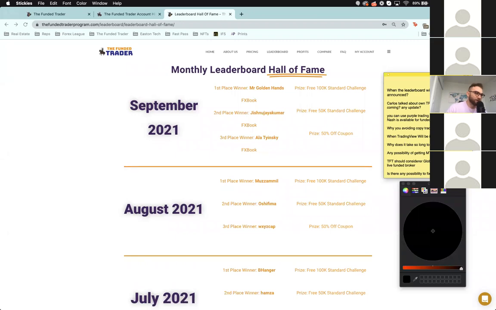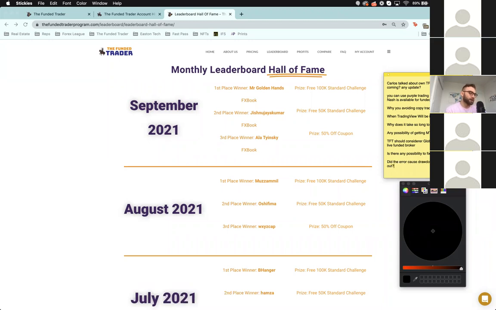Did the error cause drawdown emails to be sent out? Yes. Jonius, not sure how to say your name, doing the best I can. But this did cause an error to go out for drawdown emails. If you were one of the people affected by this, I would reach out to us so that we can make sure your issue is resolved. Make sure to go into Discord or the live chat on the website and create a ticket, and you guys should get that resolved and should be good to go.